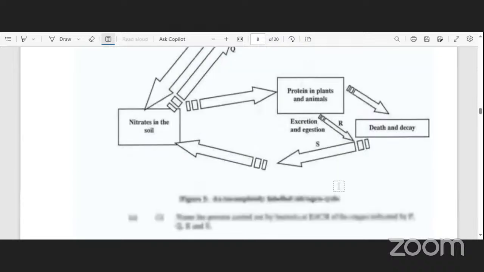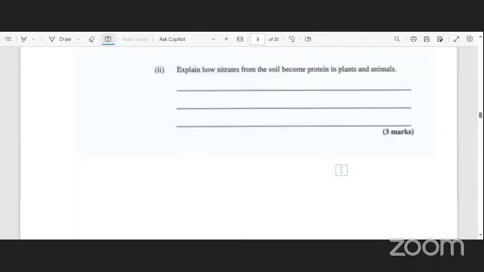All right, moving right along. Explain how nitrates from the soil become protein in plants and animals.